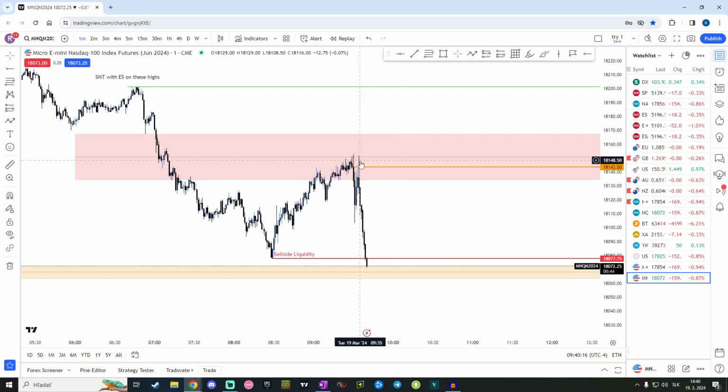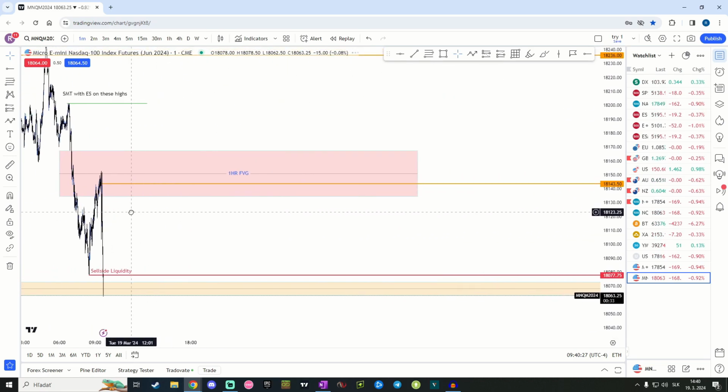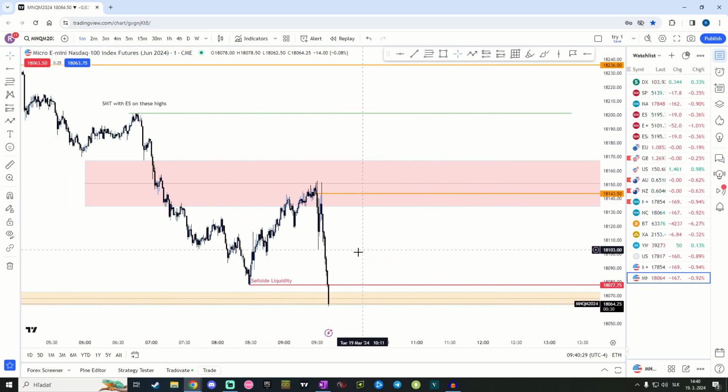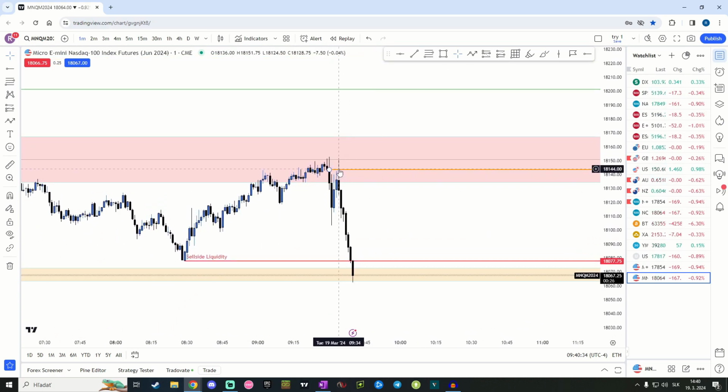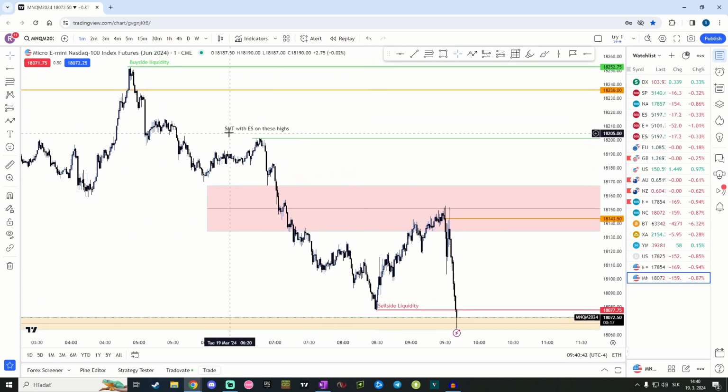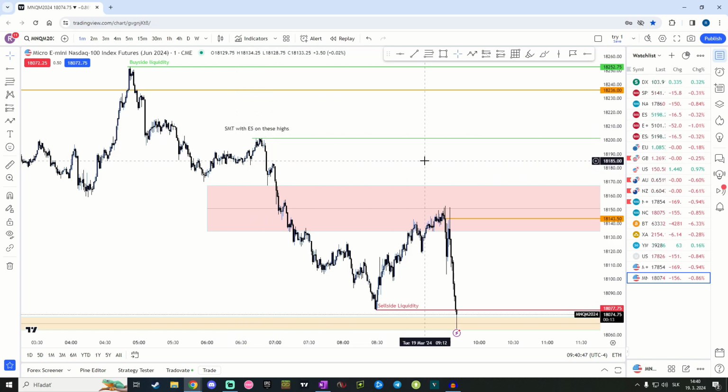If I would take any short from here, that maybe once we touched again the 50% of this 4-hour fair value gap, this is 1 hour, I think. This is 1 hour. So as we touched again the 1 hour fair value gap midpoint, that's when I could have entered again, but I would probably demand this high to be swept. But I said that we have SMT over here. We have SMT with ES on these highs.